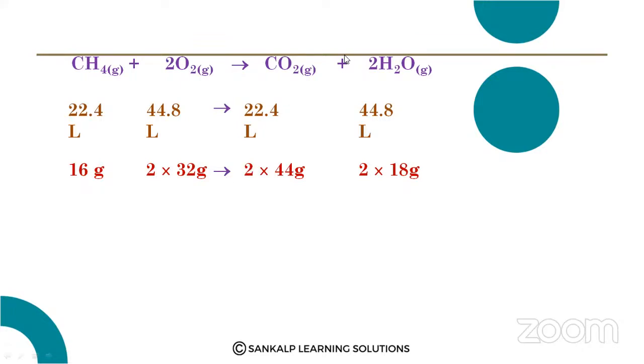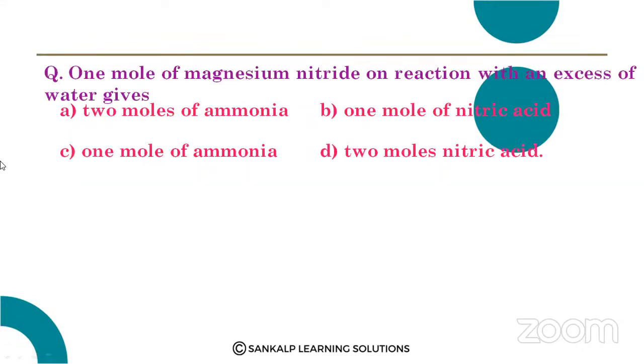Here this is a typing mistake. So it is 1 mole, which is 22.4 liters of carbon dioxide, plus how many moles of water? 2 moles. So 2 into 18, and 2 into 22.4 gives you 44.8 liters. Like this, you have to call out the chemical reaction. We'll see some examples.